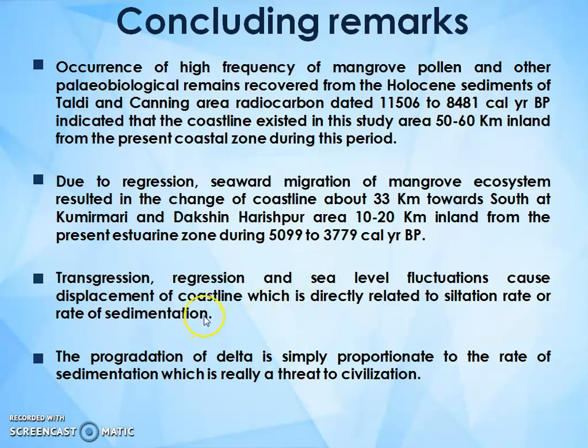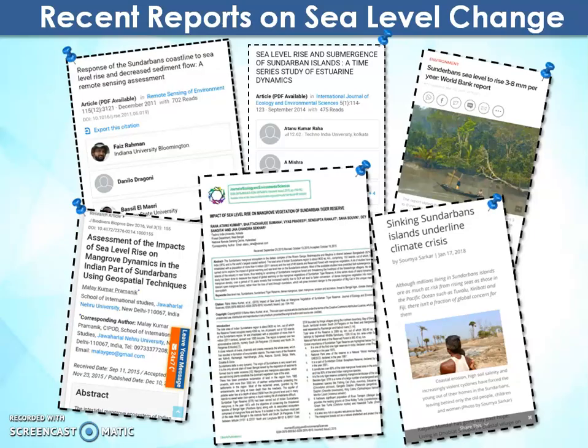So we can say that transgression, regression, and sea level fluctuation cause displacement of the coastline, which is directly related to siltation rate or rate of sedimentation. So lastly we can say that the progradation of the delta is simply proportionate to the rate of sedimentation, which is really a threat to civilization.